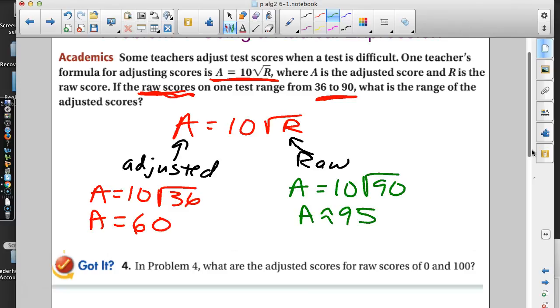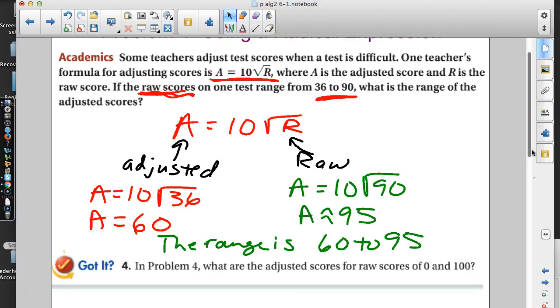And now when he's talking at the water cooler about the tests that his students take, he can say, well, they did all right. Lowest score was 60, highest score was a 95. Yeah, it wasn't too bad. So when they say, what's the range of the adjusted scores? The range is 60 to 95. That doesn't sound so bad. But they didn't mention that they had to adjust them because the test was too hard.